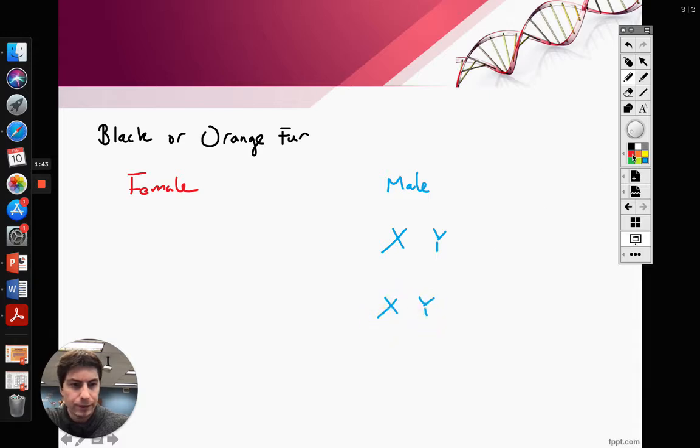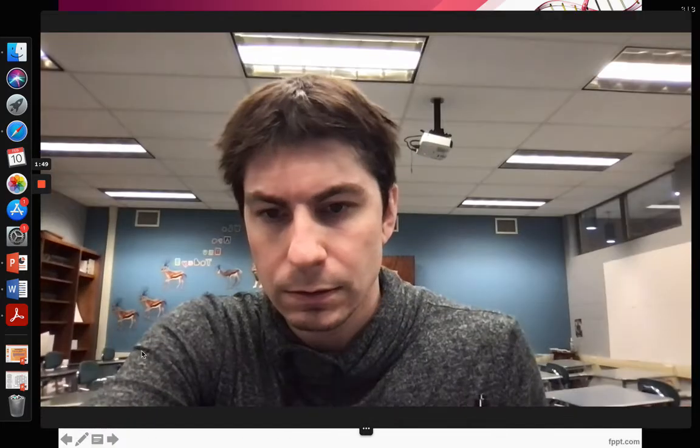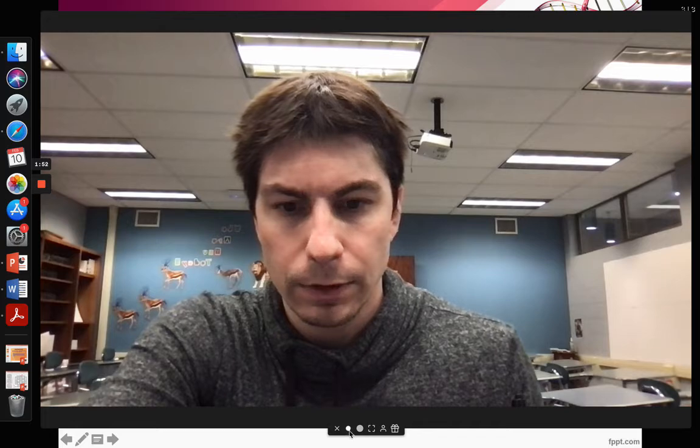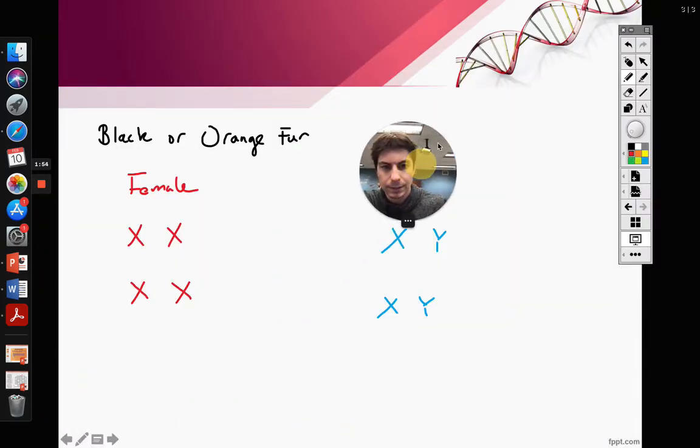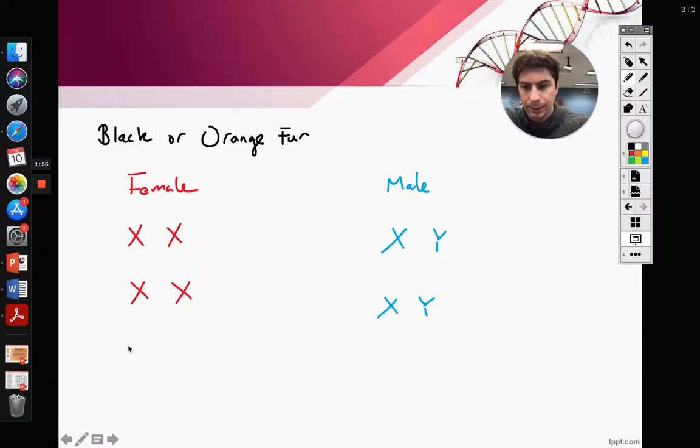We're going to have two genotypes there. Females, XX. Whoa, I got real big. Sorry, guys. Let's move me out of the way here. There we go. I am sufficiently moved out of the way.